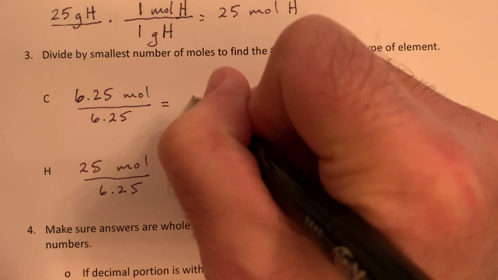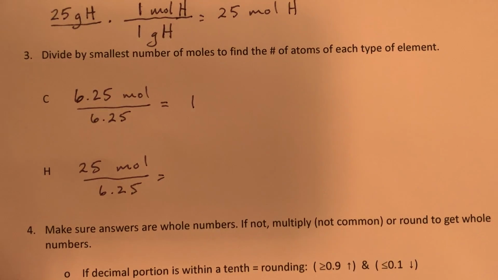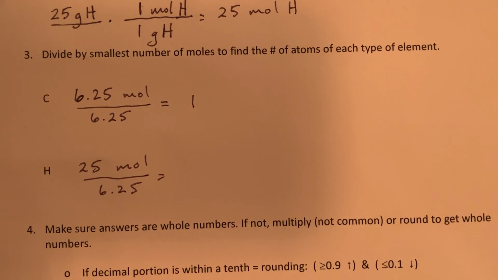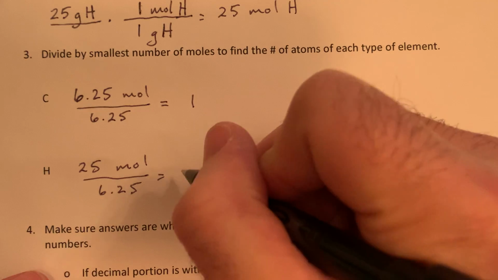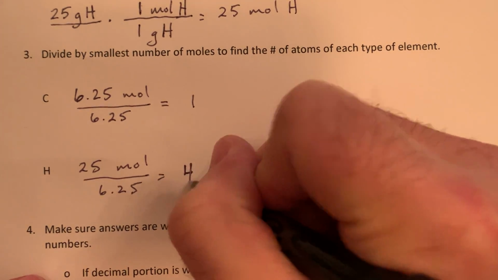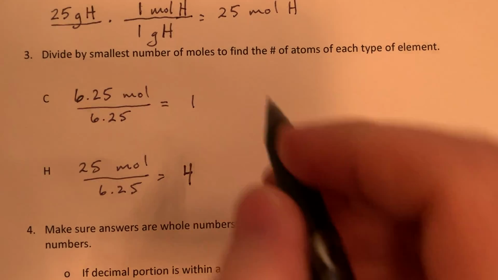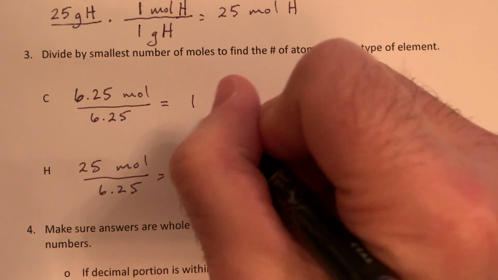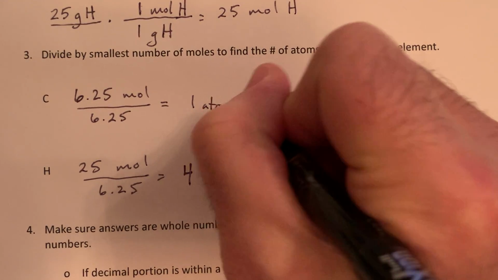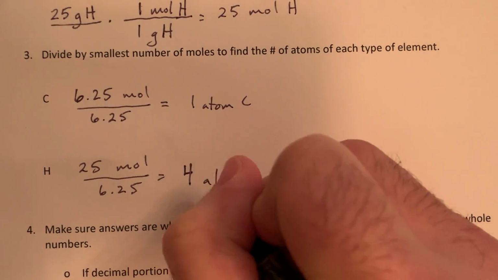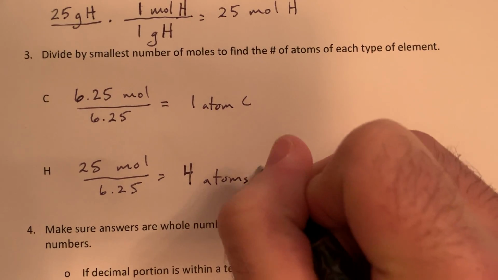Okay, this comes out to be 1. And 25 divided by 6.25 comes out to be 4. This is the number of atoms of each element. So you've got 1 atom of carbon, you've got 4 atoms of hydrogen.